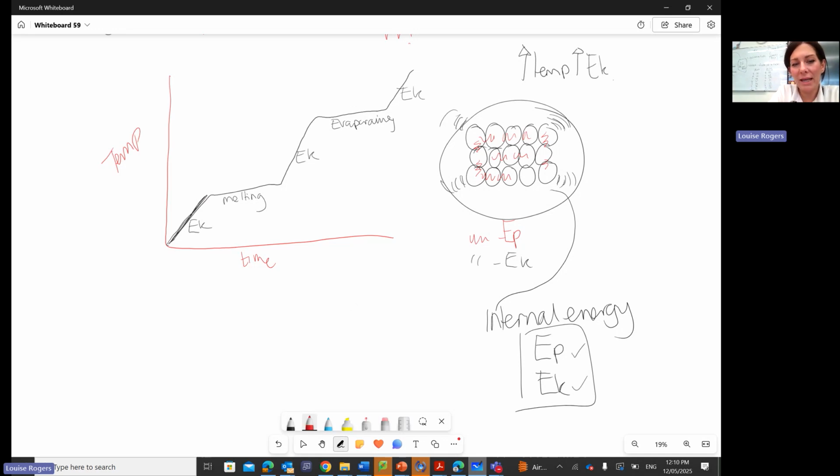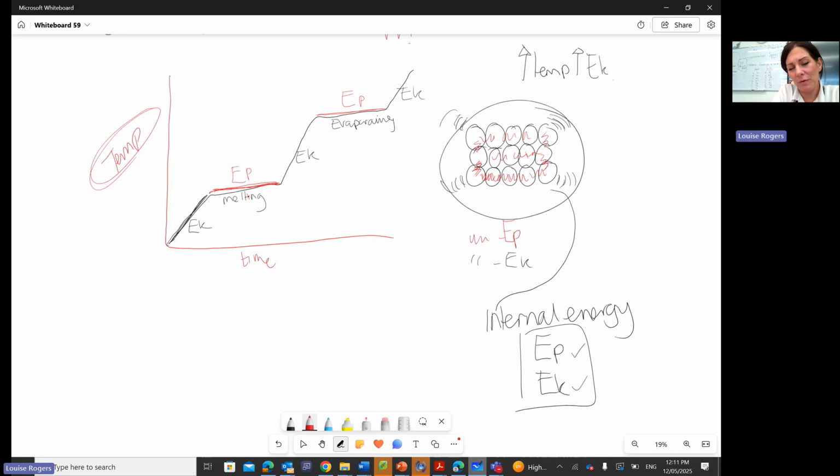Where we see a flat part of the graph, this is when the energy goes into the potential energy store, where we're actually using the energy to break down the bonds between these particles and break them apart. As I'm heating it up, remember, I'm putting energy into this system, increasing the temperature up the side here. So imagine I'm melting my ice cube.